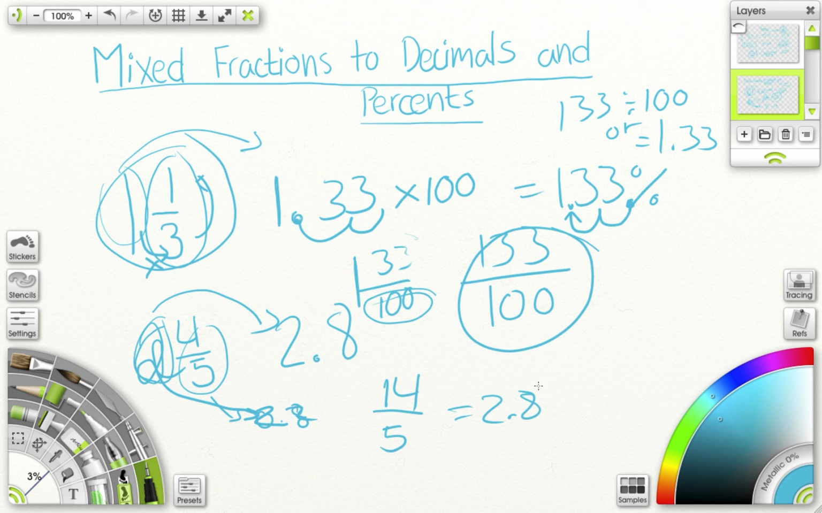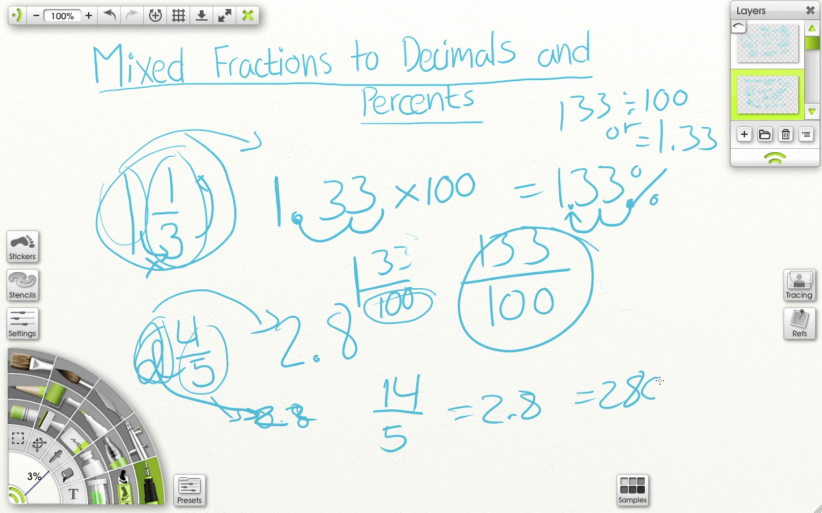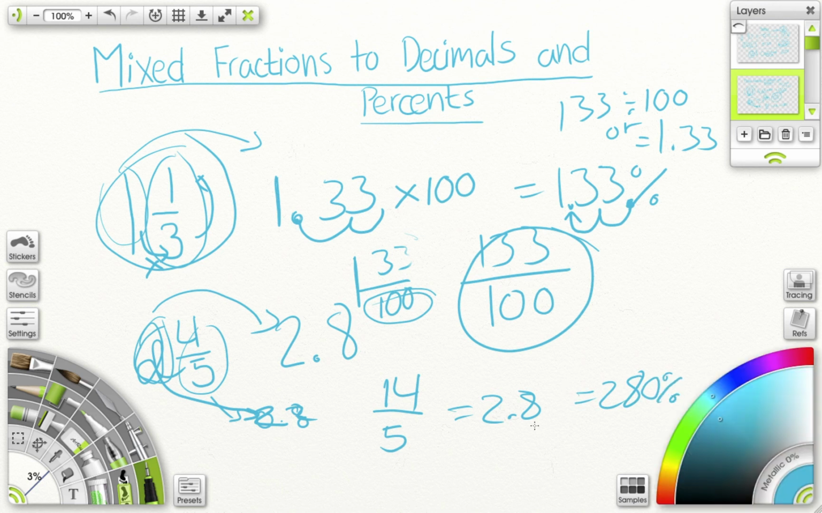Now I take my decimal and I turn it into a percent. So 2.8 times 100 gives me 280%. Or I move the decimal spot 2 places over. If there's nothing here, it means a 0 takes its place. And that will also give me 280%.